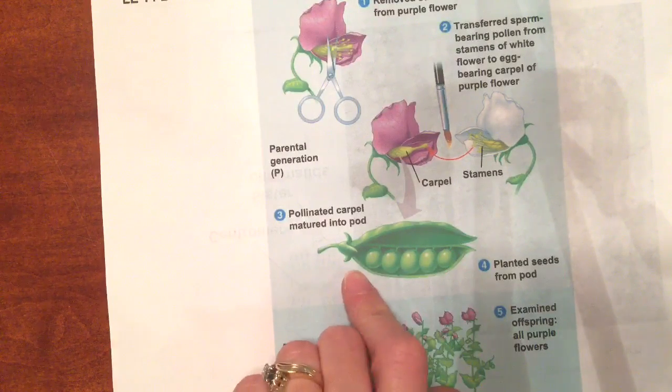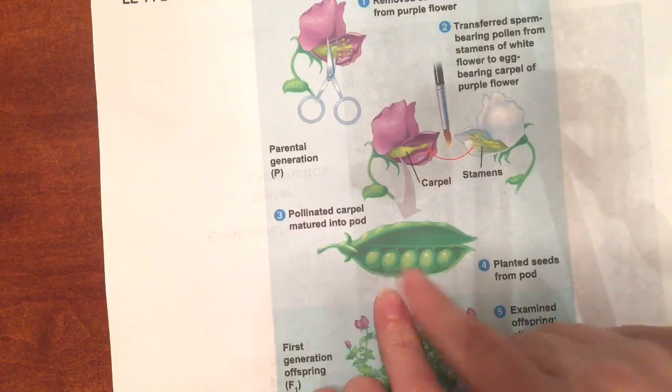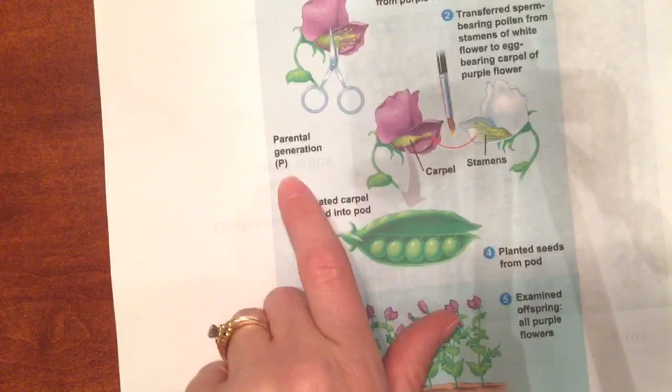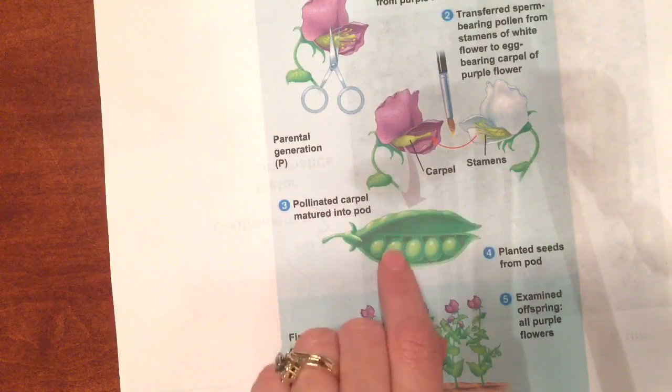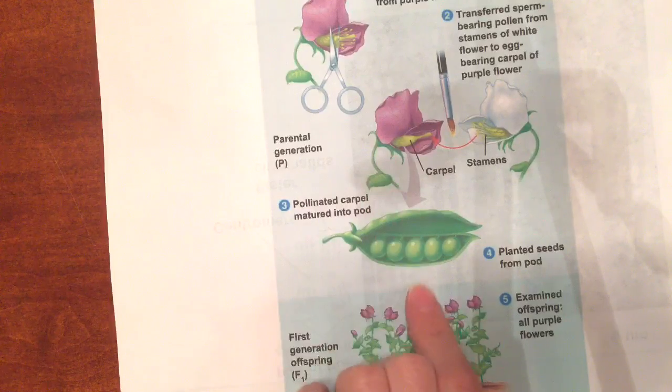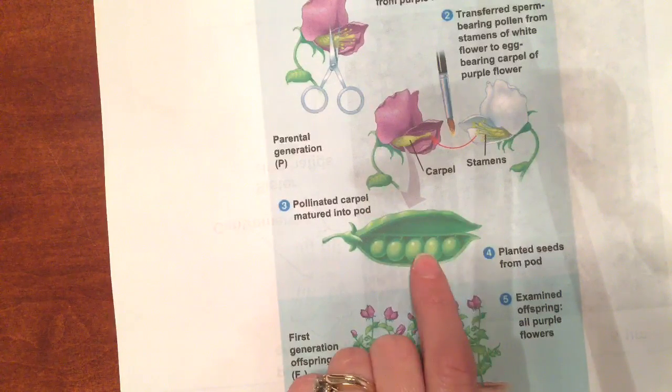So therefore, these peas are kind of like brothers and sisters of each other. They're siblings. They have the same parents here, but were fertilized by different sperm. And so the parents, that's the P generation. He wanted to see, okay, if I crossed a white and a purple flower, what kind of traits am I going to get in the offspring?